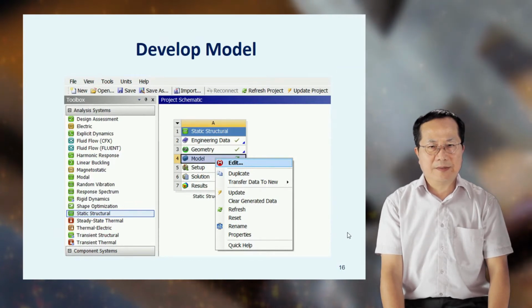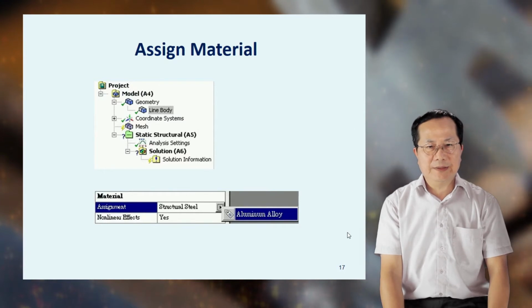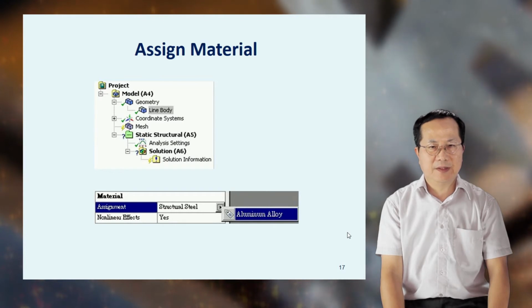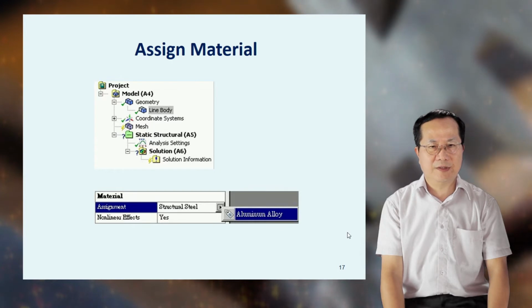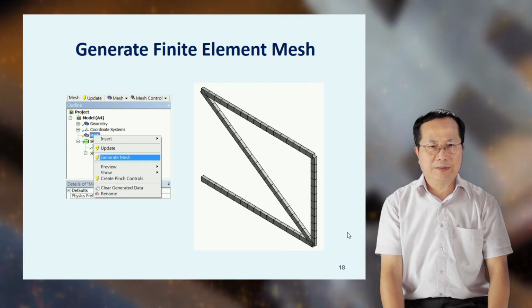To develop an analysis model, double-click A4 Model. In the model tree, expand Geometry. Select the 4 bodies. In the bottom details, change the material assignment from structural steel to aluminum alloy. To generate the finite element mesh, select the option of Mesh. Press the right mouse and click Generate Mesh.